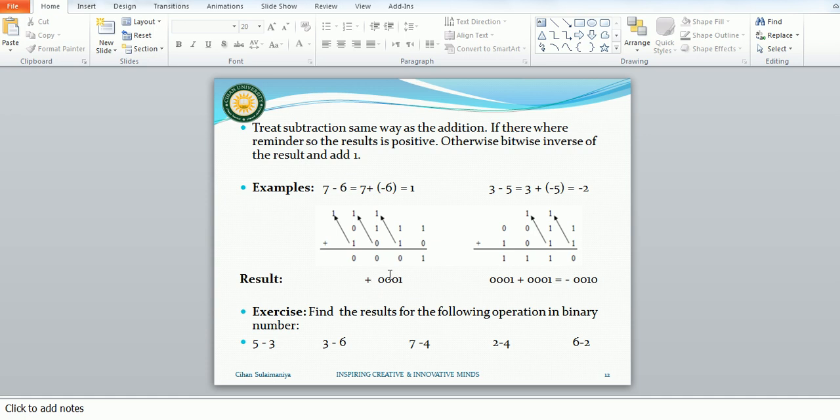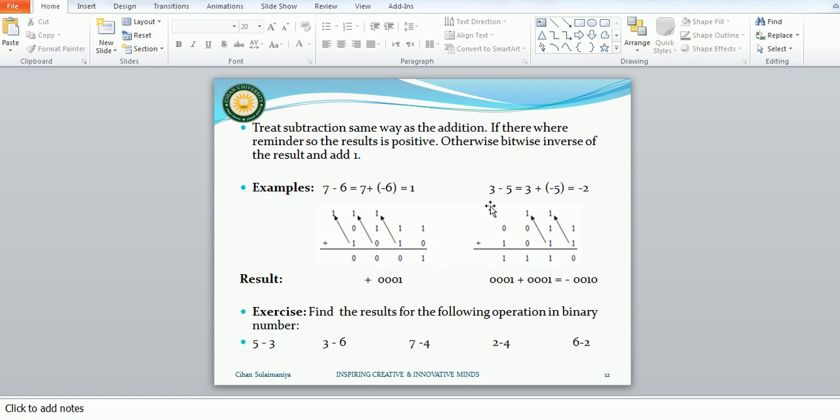So the result is plus 0, 0, 0, 1, or plus 1. So that's the result. Be careful: if the operation ends with a carry of 1, that means the result is plus. Now what if, when adding with the 2's complement of the number, there is no remainder, nothing left over? That means the result should be minus.